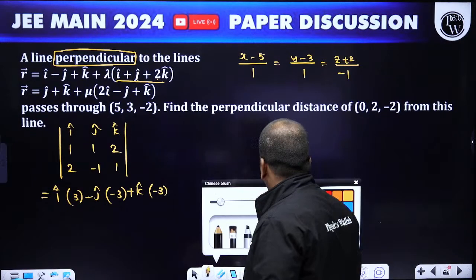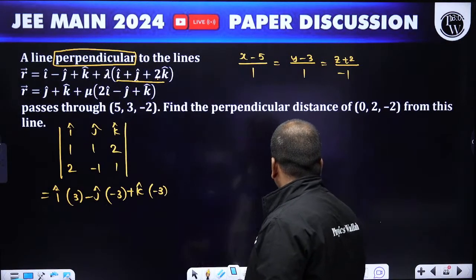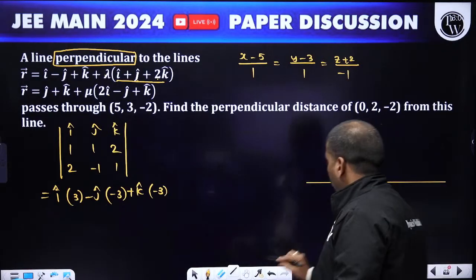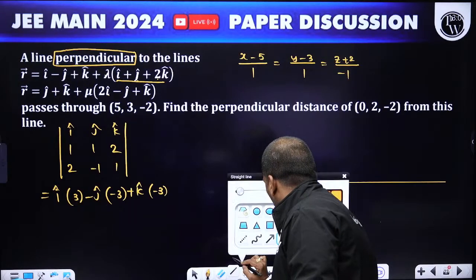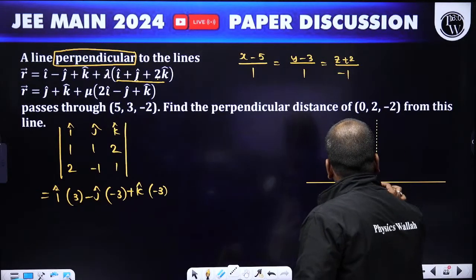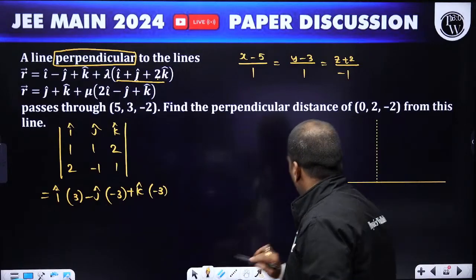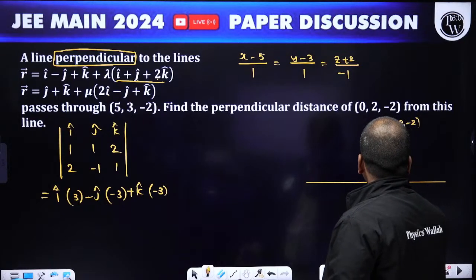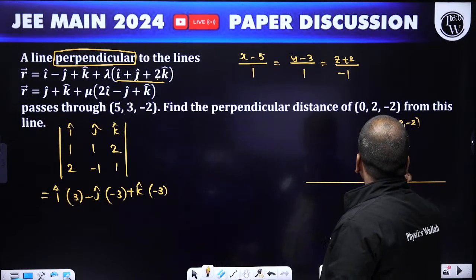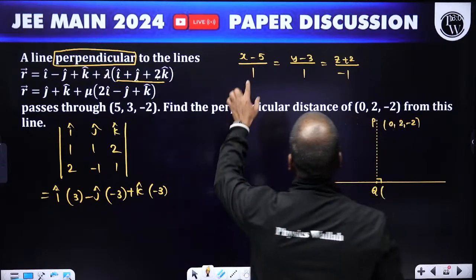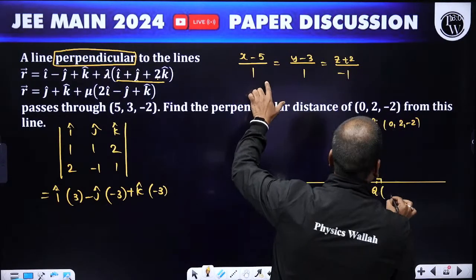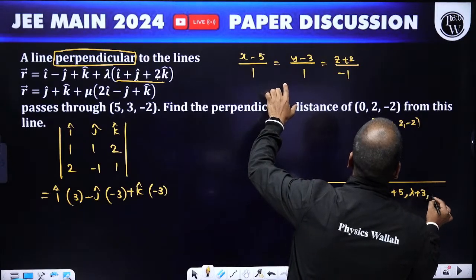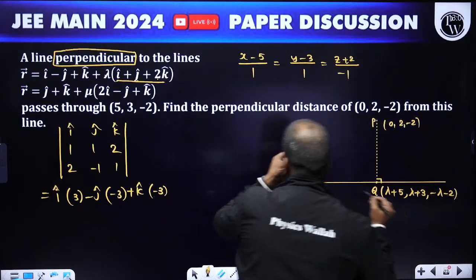So when we have a line, we already know the procedure. What is the procedure? There is a line here. After that, we will write a general point. This is the given point P (0, 2, minus 2), and this is the perpendicular. We write Q. Q is a general point on this line. How do you take it? It is lambda: lambda plus 5, lambda plus 3, and minus lambda minus 2.